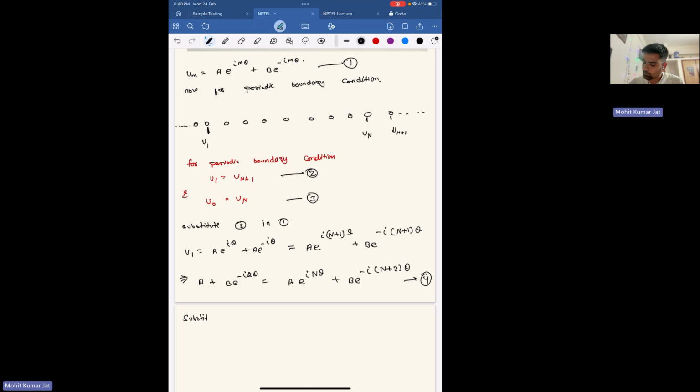Now substitute 3 in 1. A plus b is equal to a e to the power I n theta plus b e to the power minus I n theta.